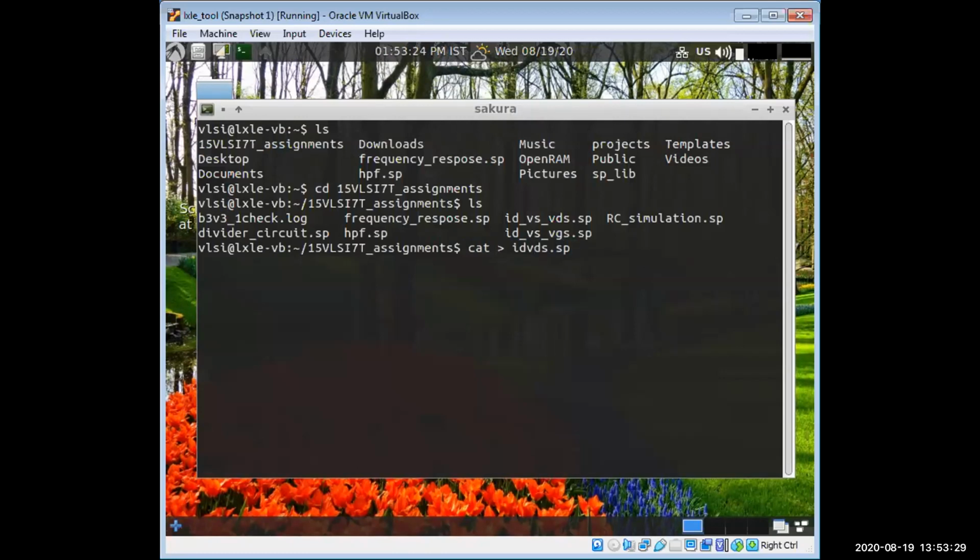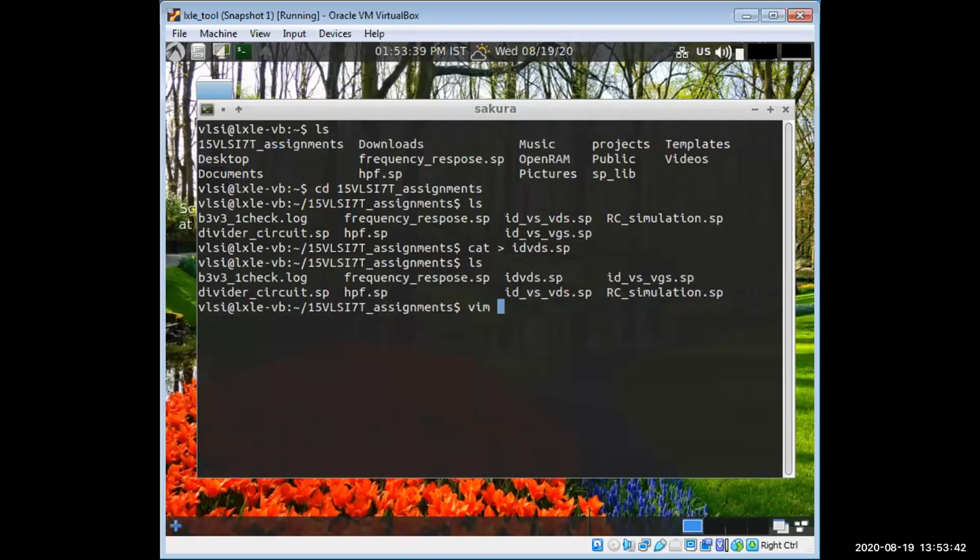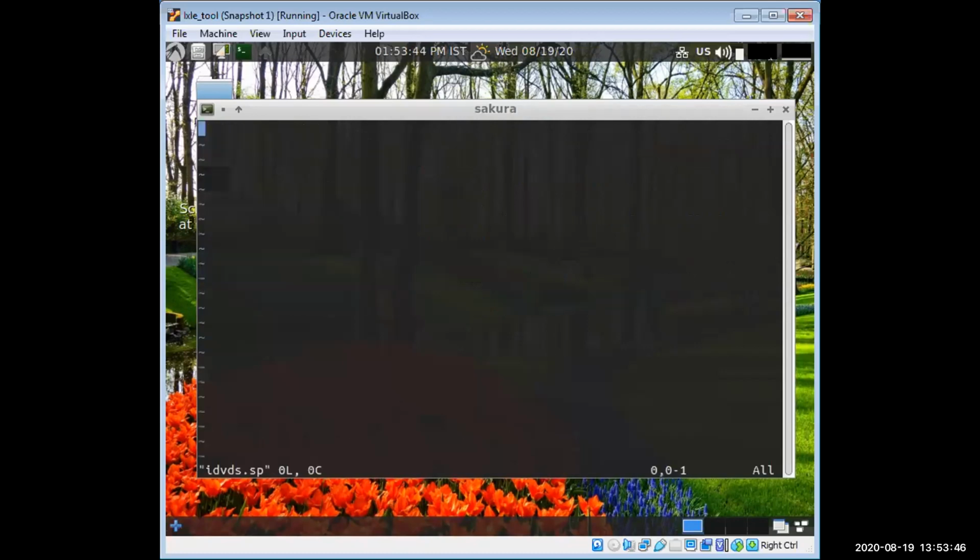In the previous class I showed you how to create a file using cat also. Just click this and press Ctrl+D, then do ls. You can see the ID VDS file is created. So just vim ID VDS.sp.